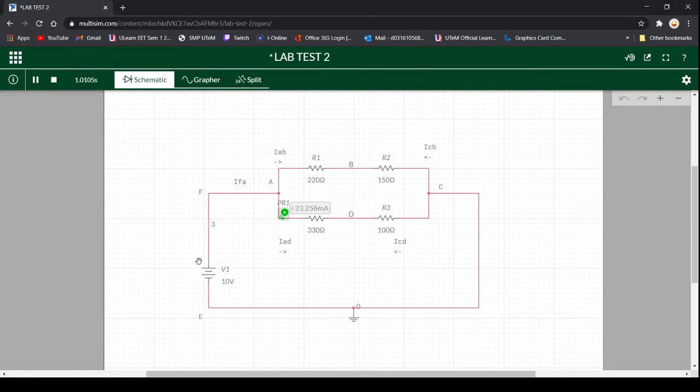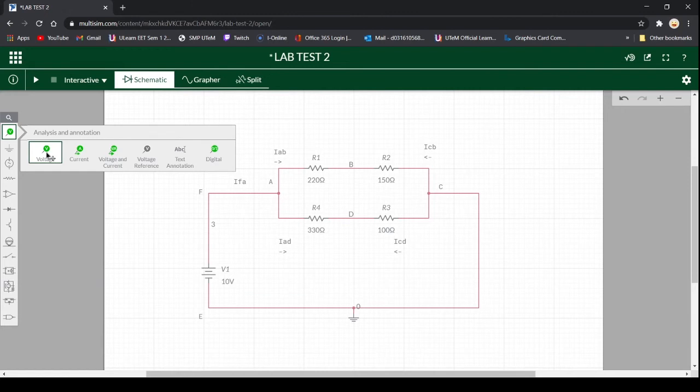Current of AD is 23.256 milliamperes. And then for current of CD, 23.256 milliamperes. And for current of FA, we get 50.283 milliamperes.